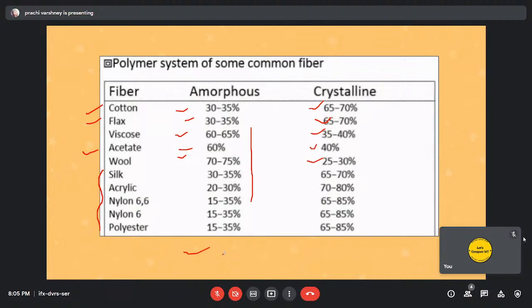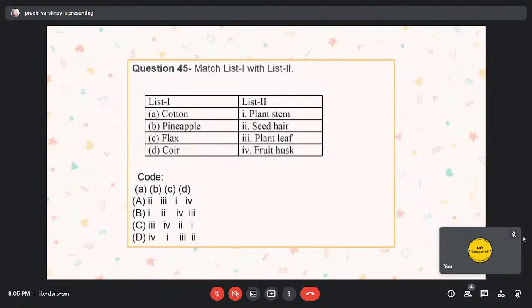So let's have some questions also. Like I have told you, they can ask any kind of question, like classification of the fibers. So this is the question. If you are watching the session, then you can answer. These are the different kinds of fibers, and these are the sources of the fibers.